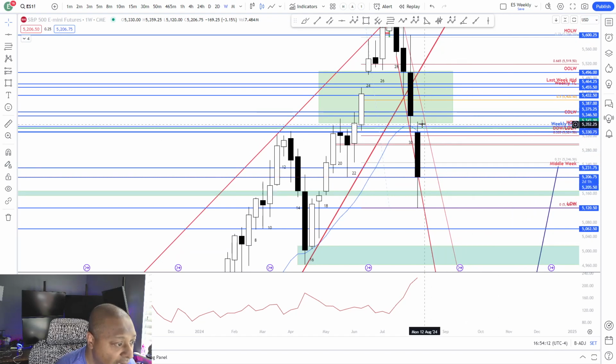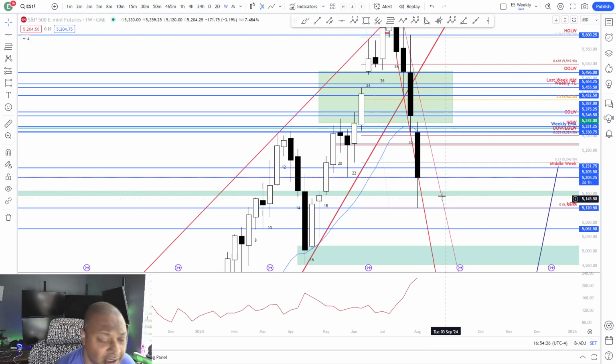And so for now, as long as the high of this week is not taken out and we do not get into this box, we do not get above this 5346, 5375 line, bulls will not have a chance. We may try to climb back up again to the 50% area, and then we can dump from there again. So right now the bears are in full control.